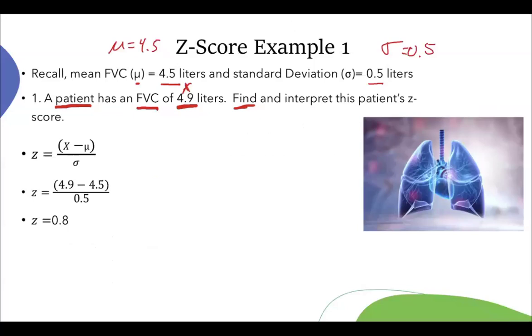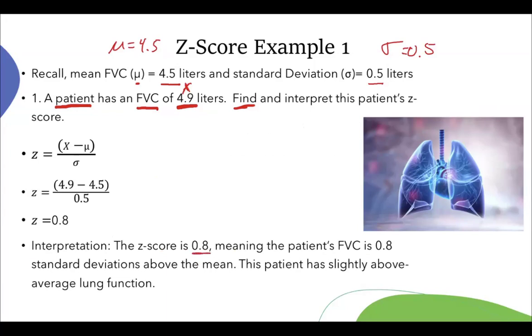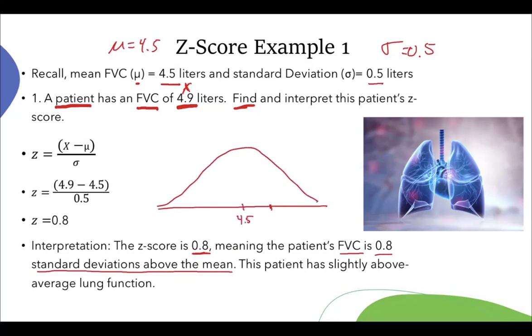Okay, so our z-score here is 0.8, and let's give that person an assessment. 0.8 is above average. It's a positive z-score. So it means that this patient's forced vital capacity is 0.8 standard deviations above the mean. The patient has slightly above average lung function. So let's remember what that looks like visually. The mean was 4.5. One standard deviation above was 5.0. This patient is not quite as high as 5.0. This patient is 4.9, and the z-score for this patient is 0.8.